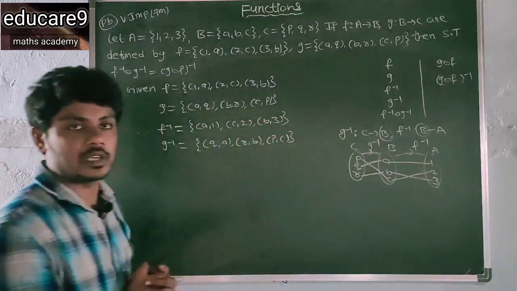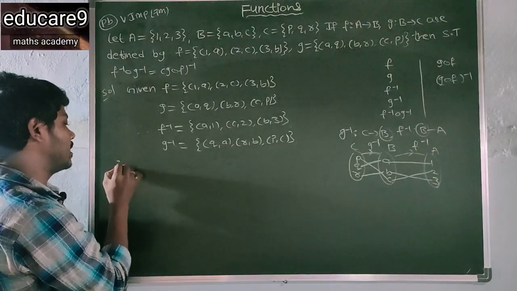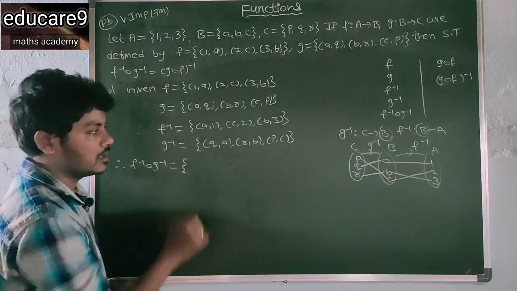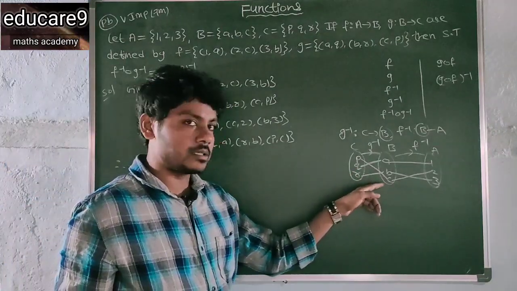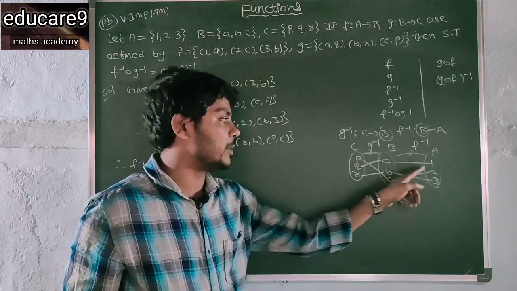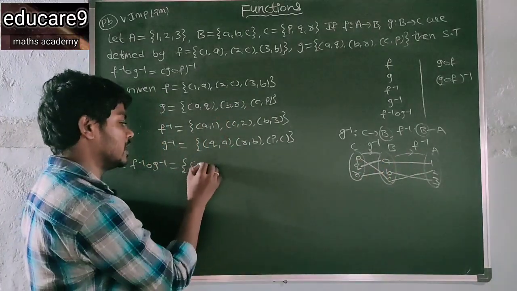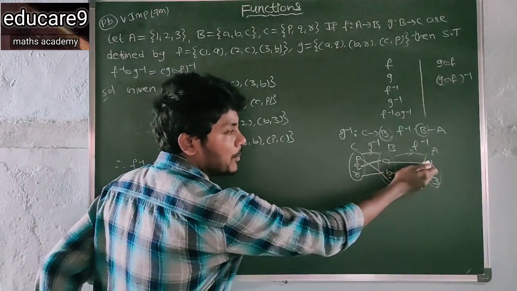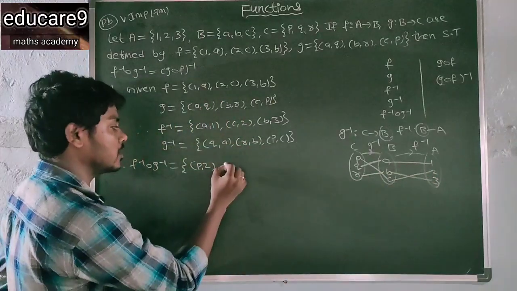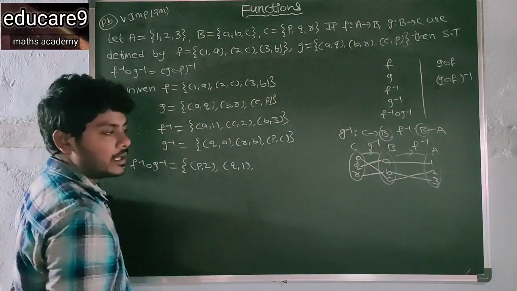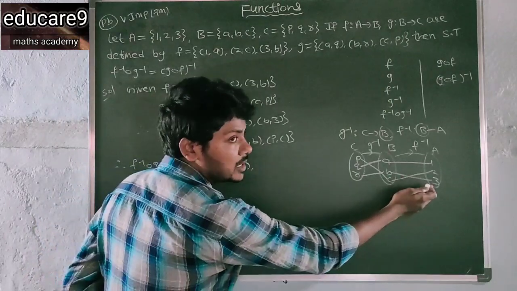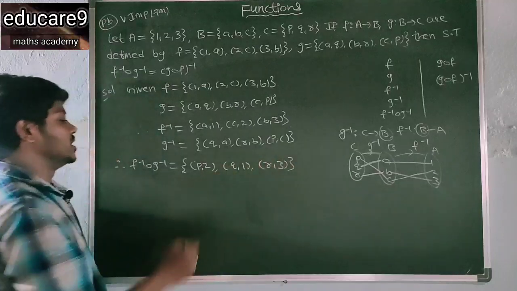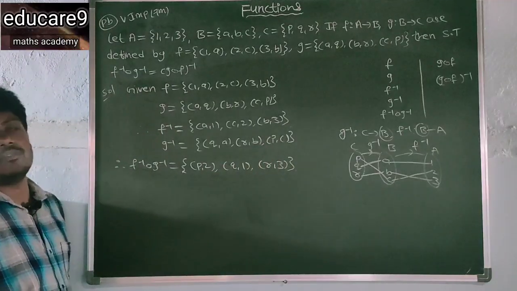B comma 3. Therefore, clearly, the F inverse circle G inverse mapping is what? P is mapped to C and C is mapped to 2. So clearly P comma 2. And Q comma A and A is mapped to 1. So Q comma 1. And the last one, R comma B, B comma 3. That is R comma 3. So this is the F inverse circle G inverse map.